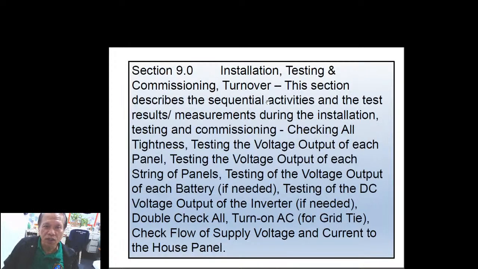Installation, testing, commissioning. This section describes the sequential activities and the test results measurements, including the installation, testing, and commissioning. It includes checking all tightness, testing the voltage output of each panel, testing the voltage output of each string of panels, testing of the voltage output of the battery, testing of the DC voltage output of the inverter, double check all, parang uulitin mo, no? Turn on AC for grid tie, check flow of supply voltage and current to the house panel. Yan.